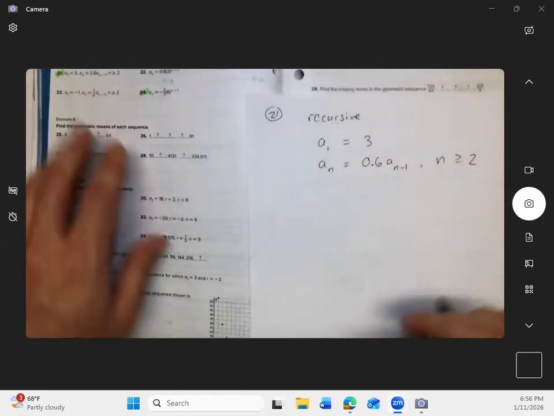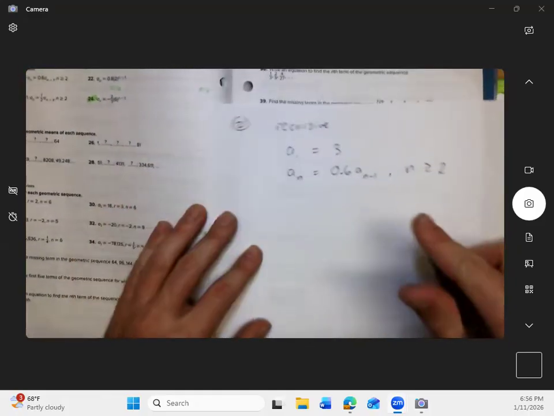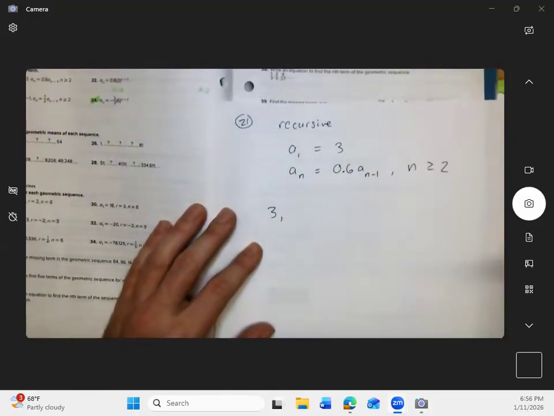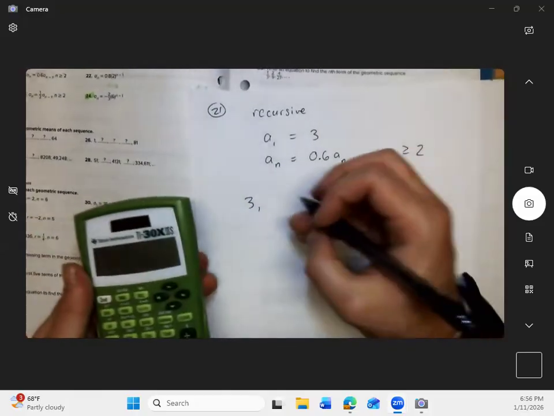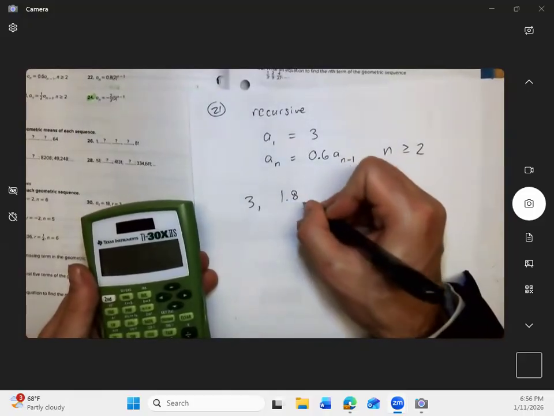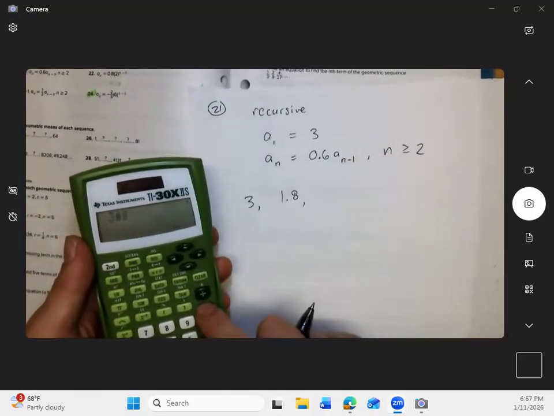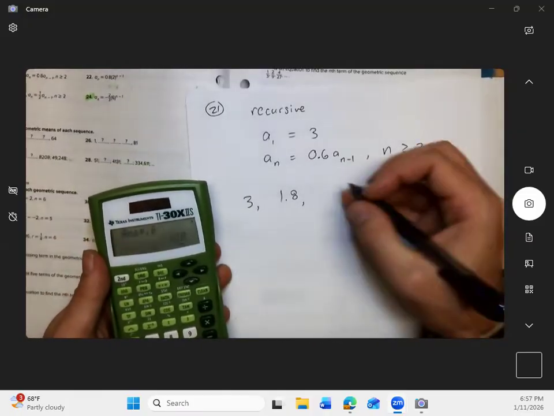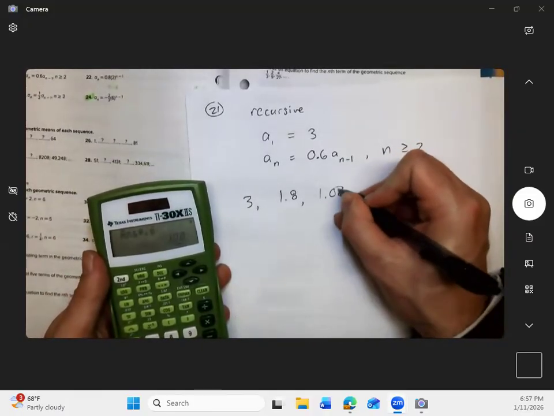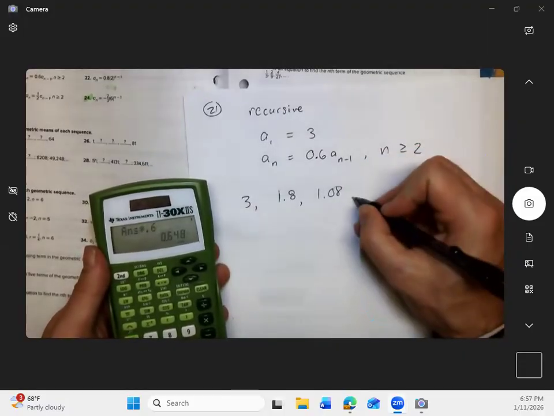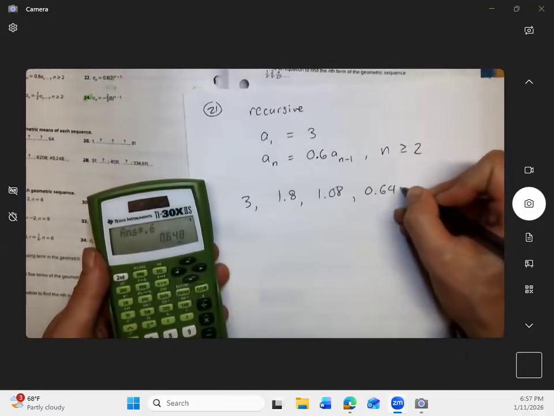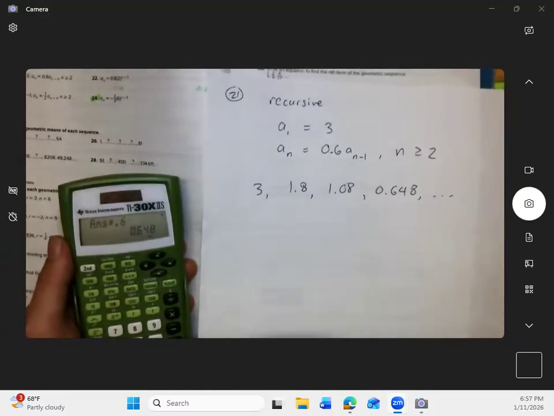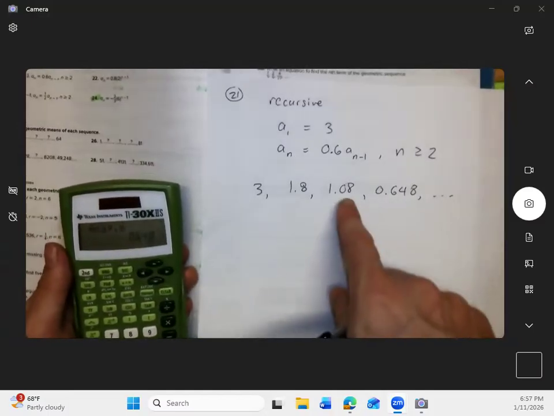Okay. Let's actually list out the sequence. What would it look like? So we got 3, and then if I take 0.6 of that, is that 1.8? Ooh, this is going to look kind of funny really fast, isn't it? So 3 times 0.6 is that, and then times 0.6 is 1.08, and then that times 0.6 is 0.648, and then dot, dot, dot. Okay. So you just keep hitting enter on the calculator, and it just keeps multiplying by 0.6.